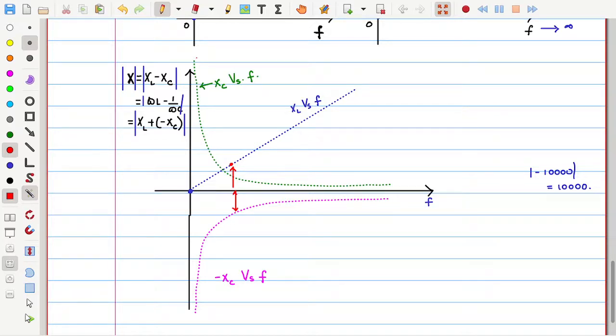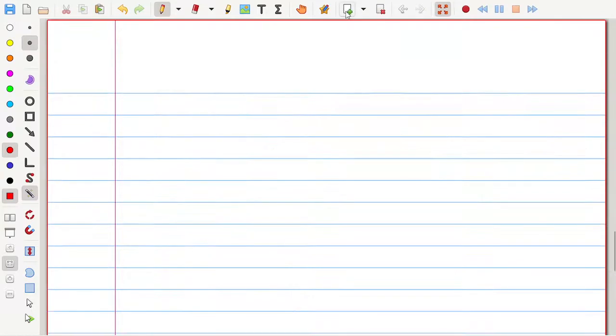So let me put it this way. Let me take it carefully: 0, then it tries to follow the inductive nature. This is what, let me write, mod X, which is equal to mod of XL minus XC. This is very important. So graphically, this is the reactance of the total circuit. Now I don't want to make this too complex.